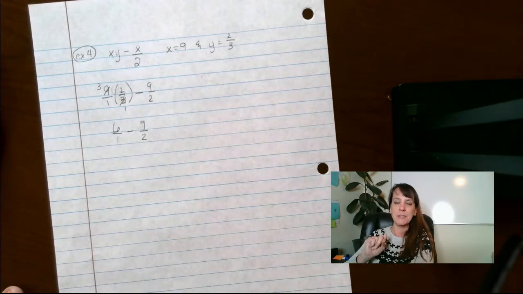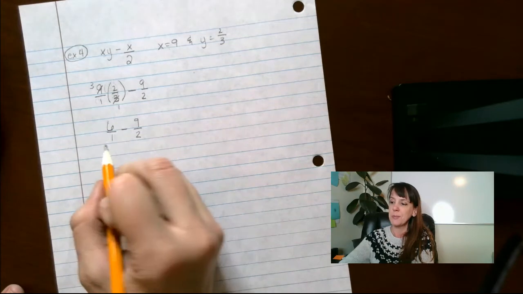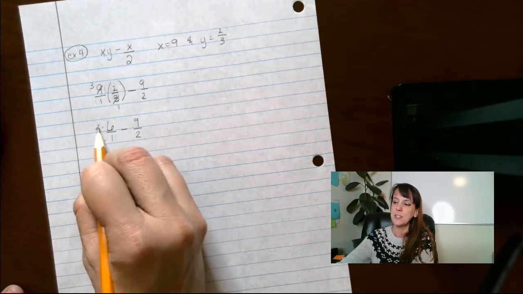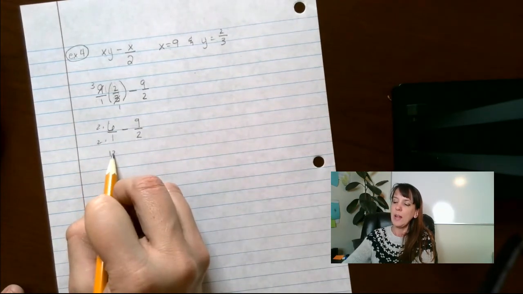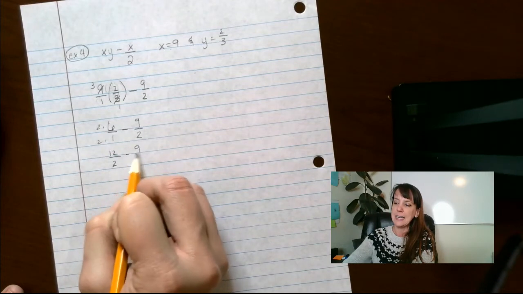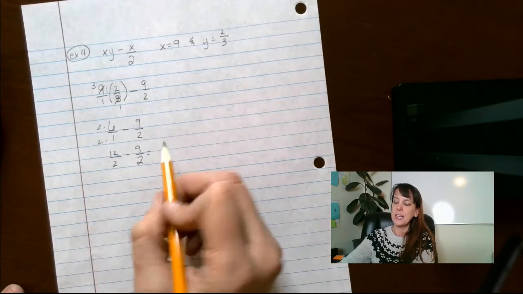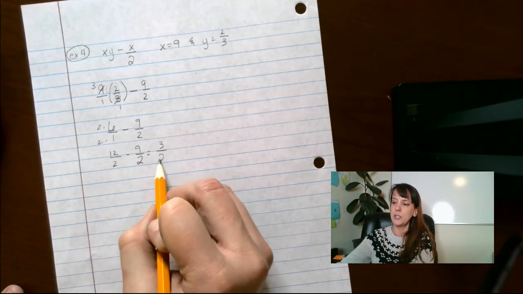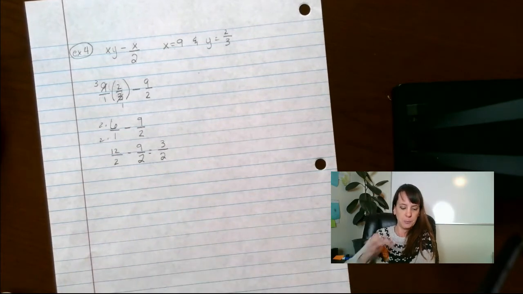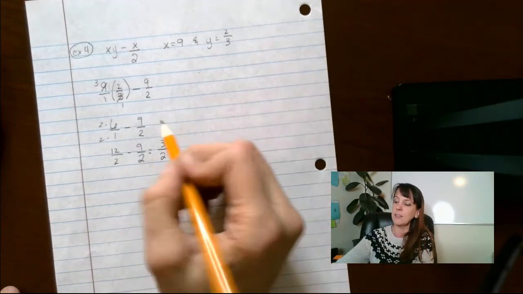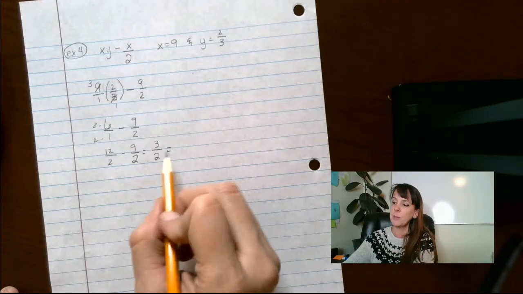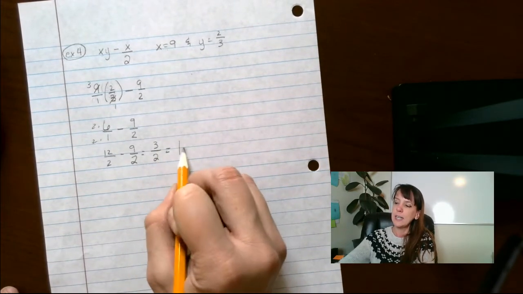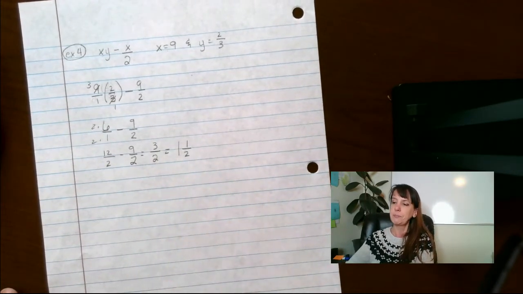But when I'm adding and subtracting fractions, I need a common denominator. So I'm going to multiply this guy by 2 and this by 2. Now I end up with 12 over 2 minus 9 over 2, which equals 3 over 2. Okay, and then if we want to put that into a mixed number form, 2 goes into 3 one time with a remainder of 1.